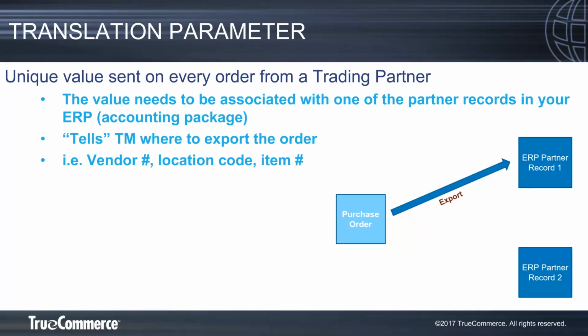The translation parameter is a specific value being sent on every order from your trading partner and is linked to one of the customer records within your ERP. The translation parameter will allow Transaction Manager to know which record the order should be associated with once the order is exported.